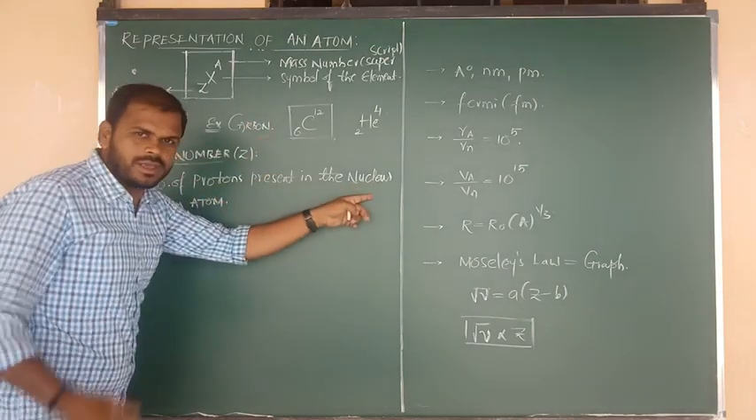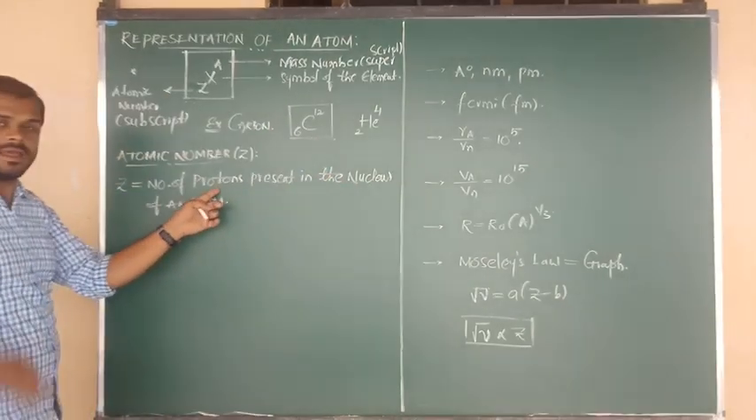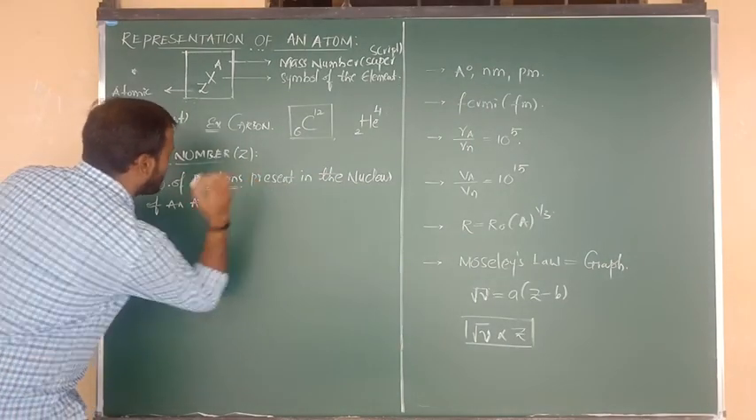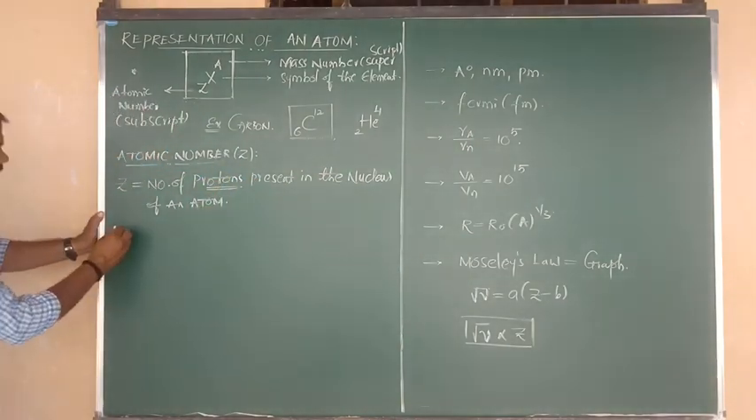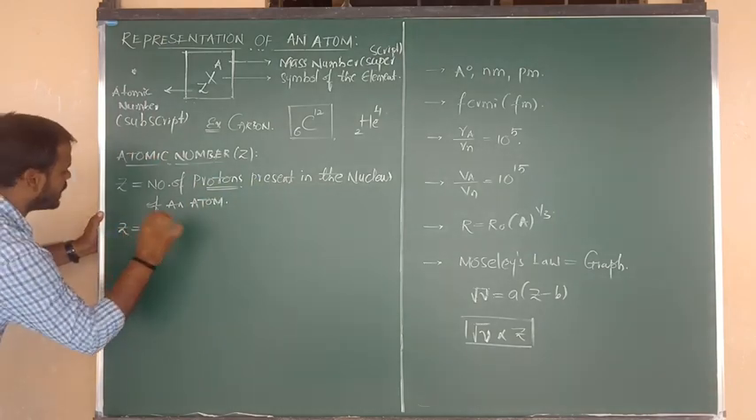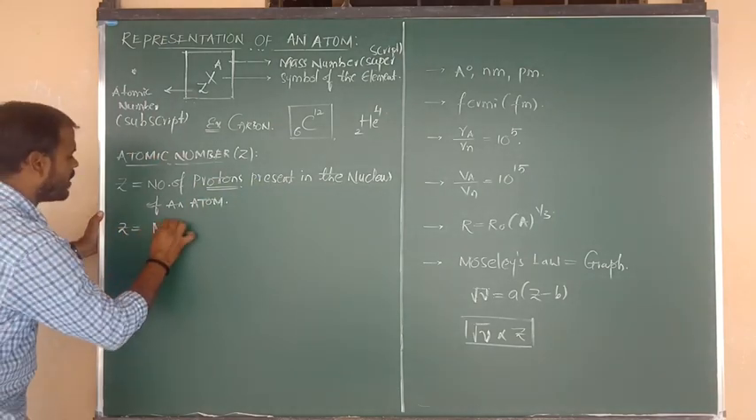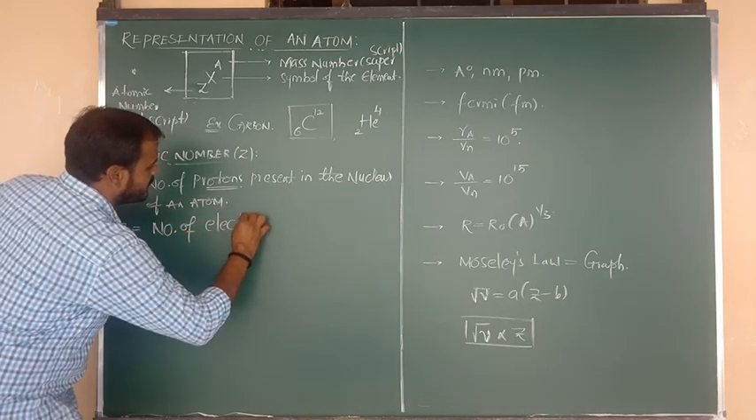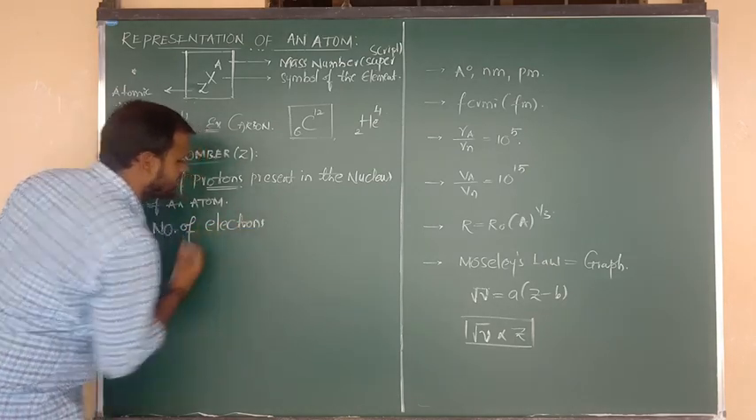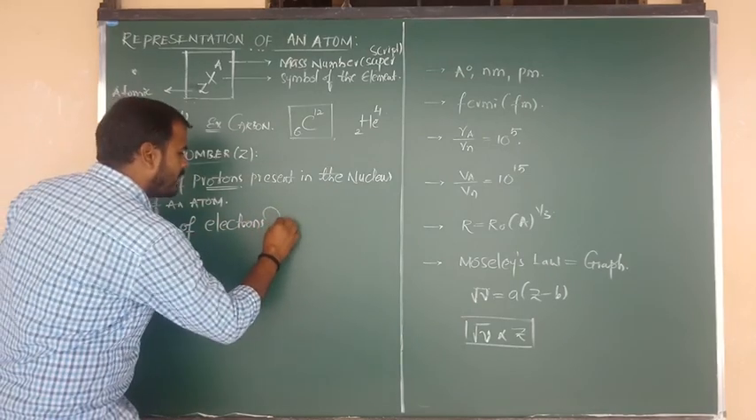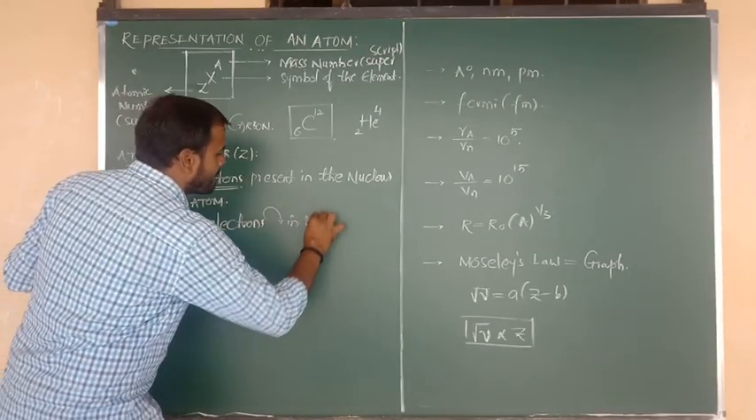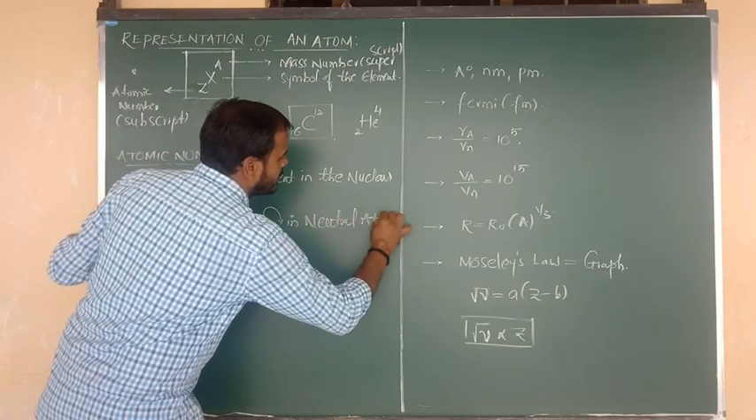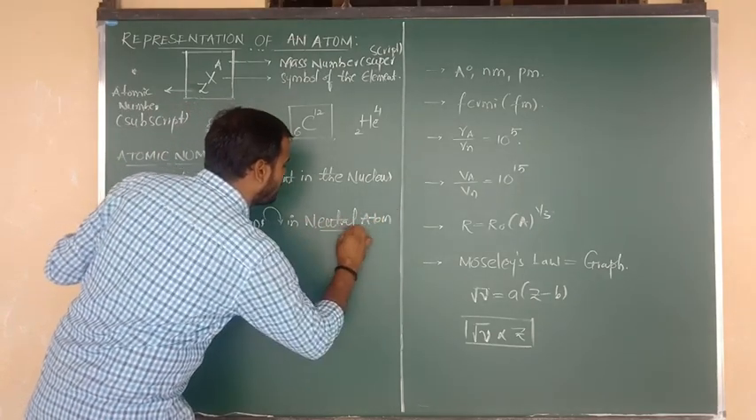So inside the nucleus, how many protons are there? That proton is equal to the what? Atomic number. Yes. Let me give another definition for atomic number, in terms of the electron concept. So we can say the definition: number of electrons present in a neutral atom. This condition should be applied.